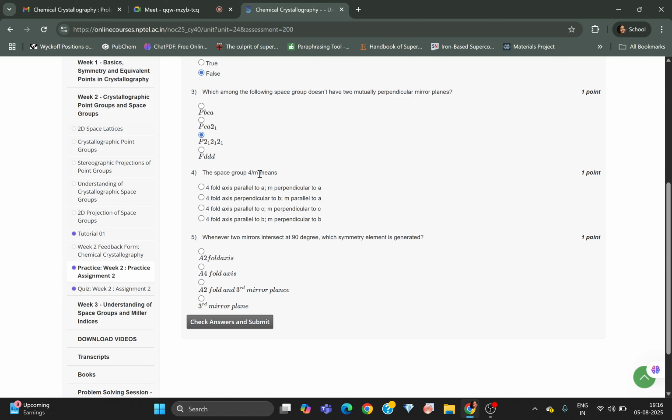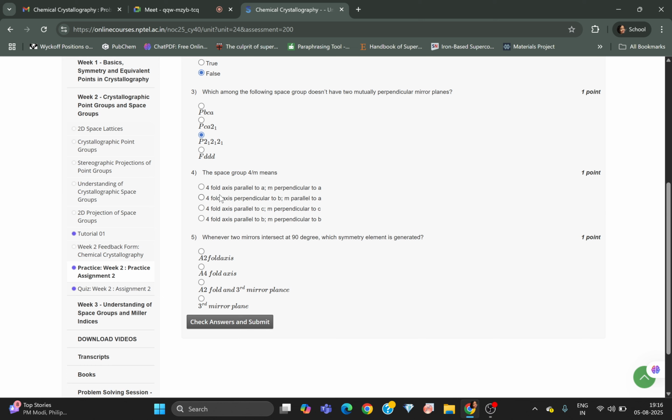Now the fourth one is the space group 4/m, where 4 means fourfold axis and m is for mirror plane. Generally we consider 4/m to be in the tetragonal system, where the primary axis is the C axis. So the fourfold axis must be parallel to the C axis, and the mirror is perpendicular to that C axis.